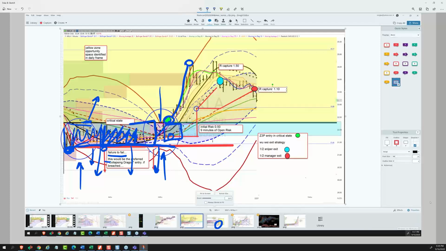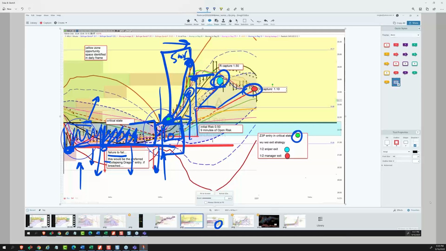So the Wu Wei exit gets you to here, and the sniper or the manager. I would not be offended if you had moved up into here, or even took a Z3 and started to reverse and just cut it right there. And now you get all the gains I got, but now in about 5 minutes. And look how fast you could get that. In 5 minutes, you have your risk out. So the point to be made here is the Z3P entry at a critical state, the sniper exit, and the manager's exit.